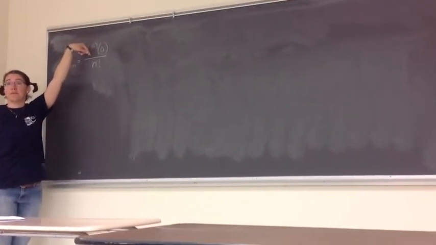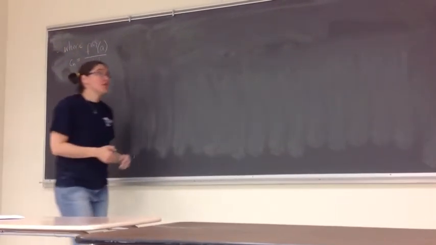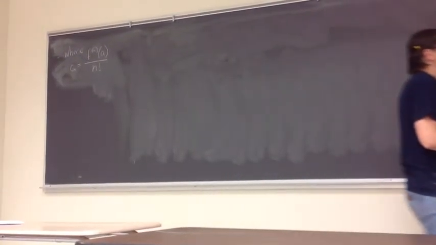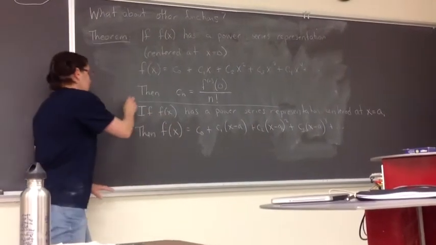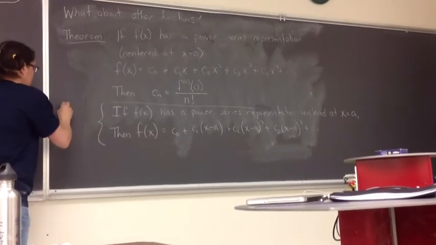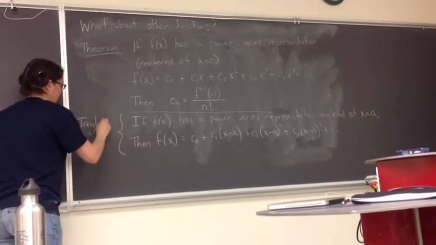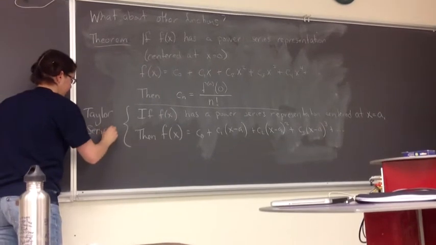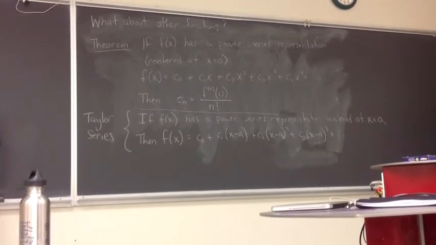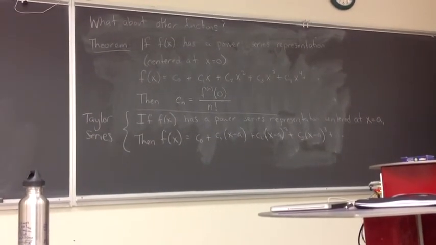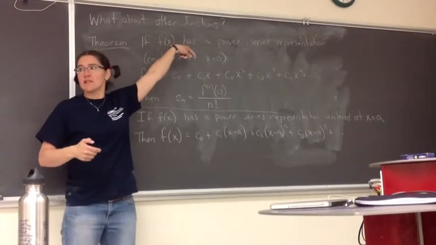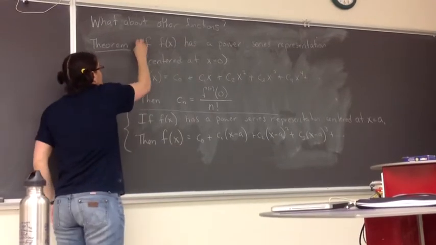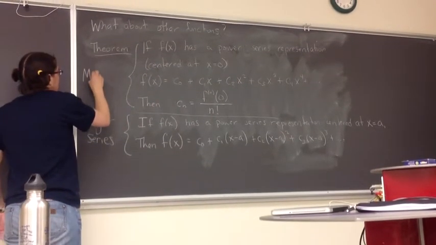And so these two types of series have a name, and this one down here where you have a power series that is centered at x equal to a, this type of series is called a Taylor series. And in the special case where the power series representation is centered at x equal to 0, then this one is called a Maclaurin series.